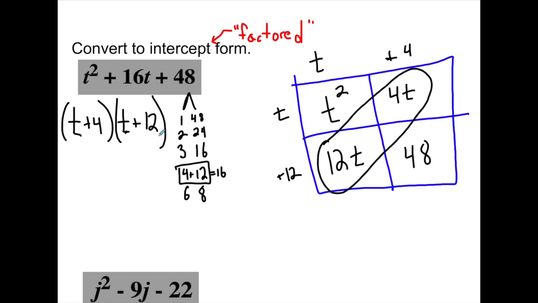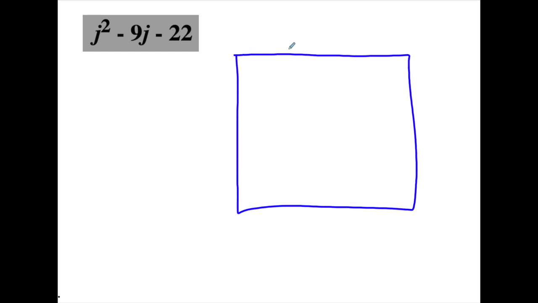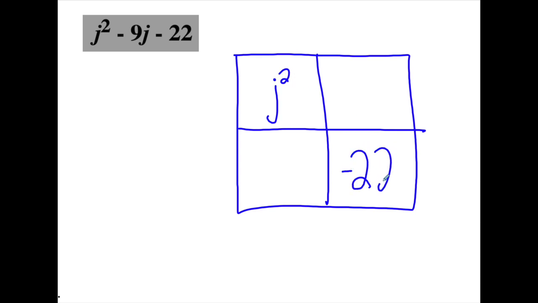All right, so think about that strategy. Last one here. Very similar. So I'm going to set up my box. Up in the top left, we're going to put our squared. On the bottom right, we're going to put our number only. Then remember, up in the top, we're going to have a J. Up on the left, we'll put a J. So J times J is J squared. And now remember, our goal is to multiply to 22.